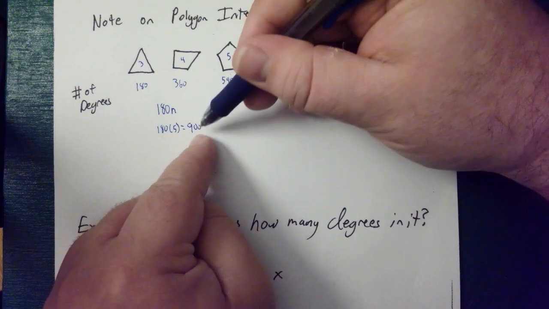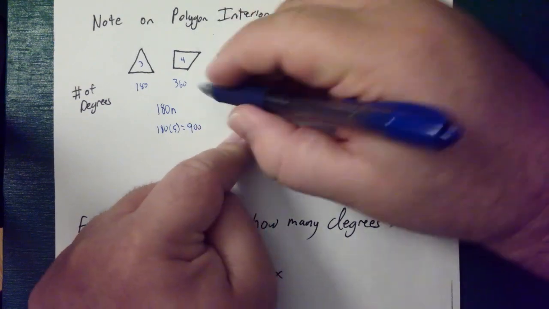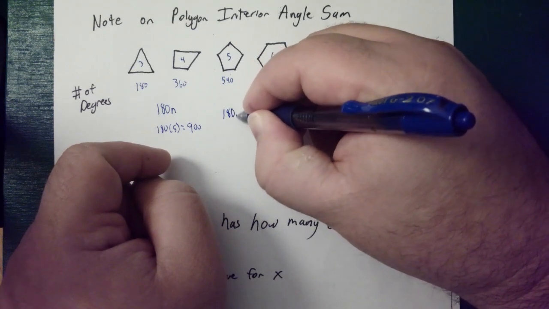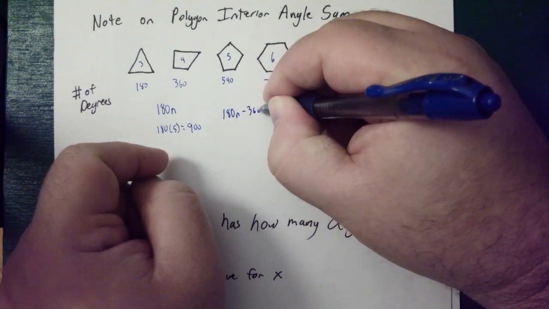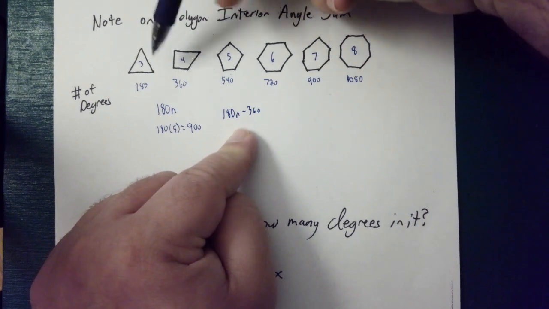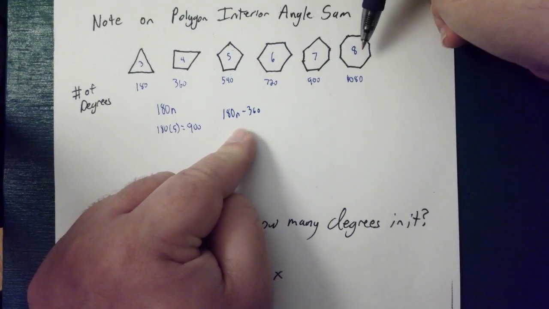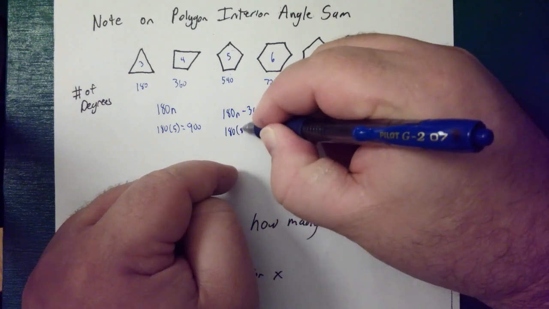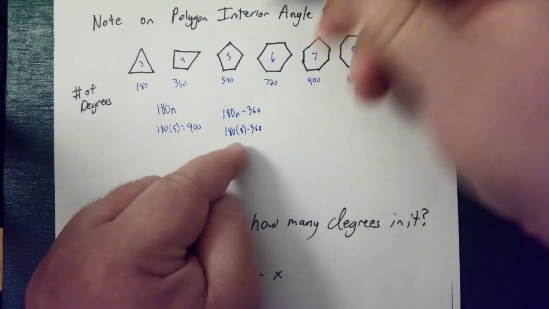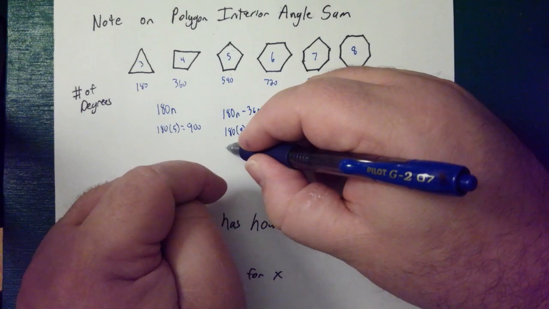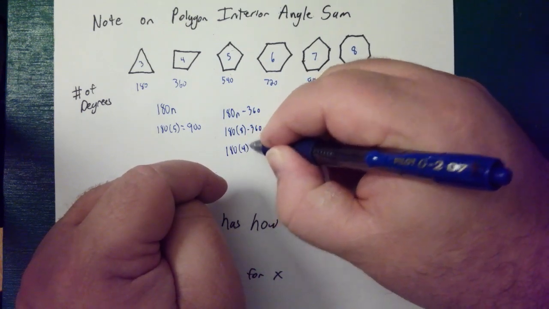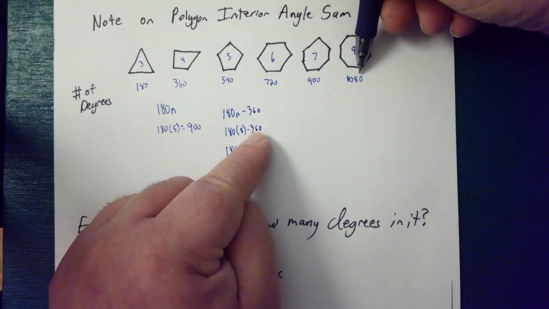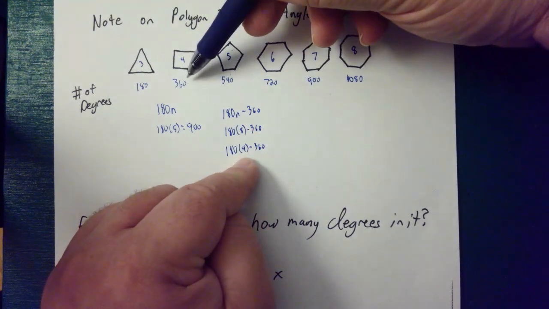If you do the math, you should see pretty quick, you have to subtract 360. So 180 times n minus 360. If I plug in any of these numbers now, let's plug in an 8 just to show you. 180 times 8 minus 360, and just for kicks, let's throw in a 4. 180 times 4 minus 360. Now I should get 1080 for this one and 360 for this one if I did it right.